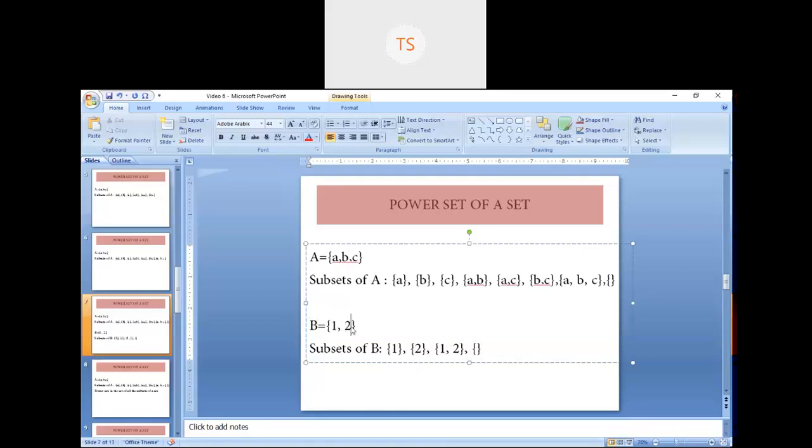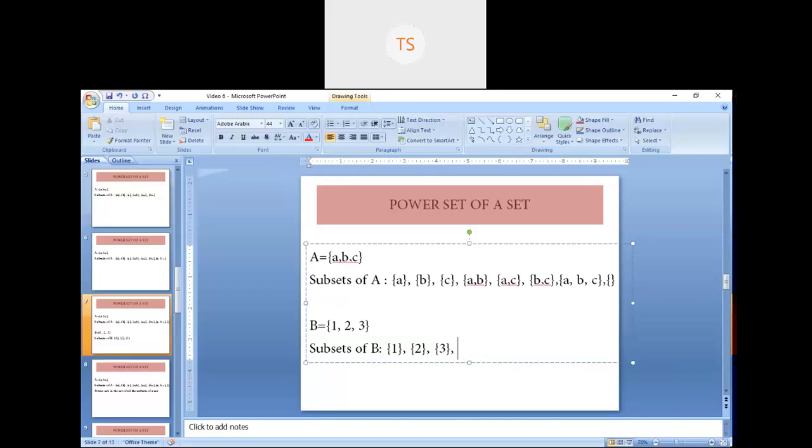Now if I have 3 elements, tell me the subsets of capital B. I have written 4 subsets. Okay, erase this. First of all, you choose the subsets containing one element. So 1, 2, next 3.